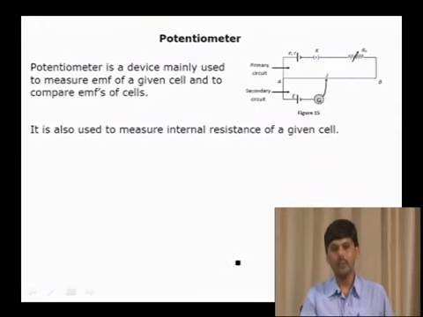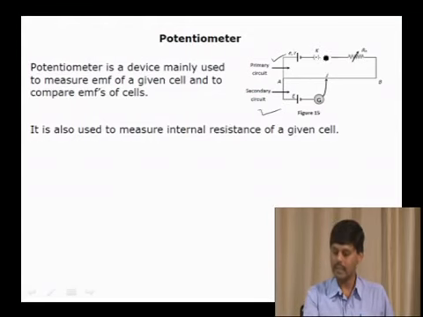Yes. Potentiometer. A potentiometer is a device mainly used to measure the EMF of a cell and to compare the EMFs of cells. It is also used to measure the internal resistance of a cell. This is the diagram. In this diagram, we have the primary circuit and the secondary circuit. The primary circuit is, as usual, a meter bridge type potentiometer, which consists of a variable resistor, either a rheostat or whatever it may be, and the source along with the key, and AB is the wire.